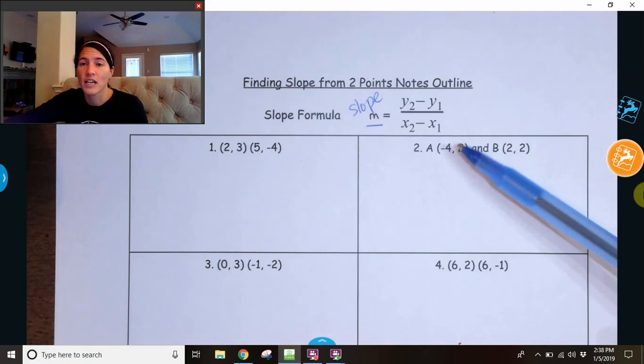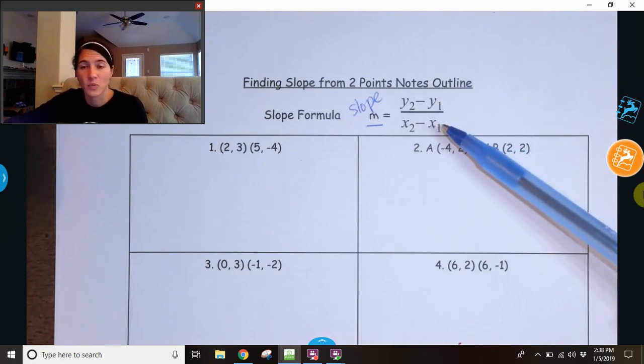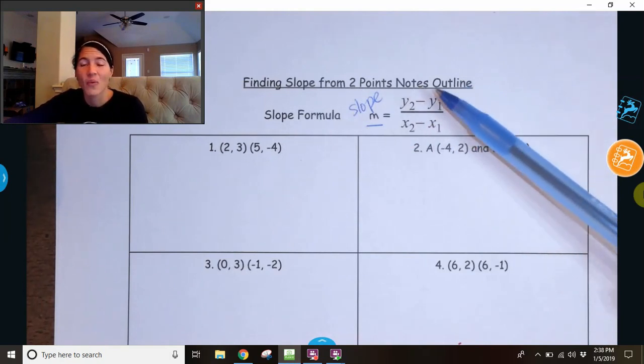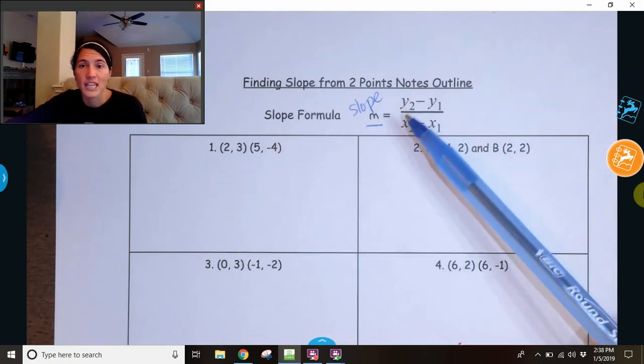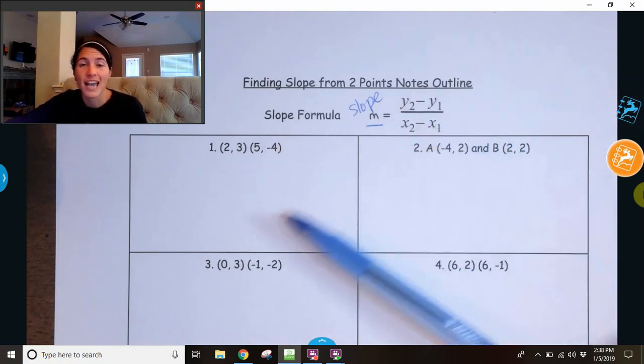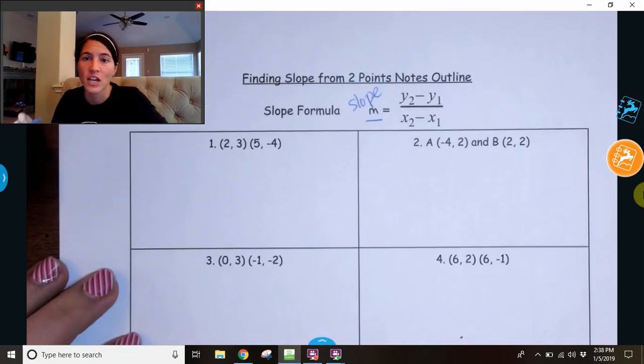And the slope formula is y2 minus y1 over x2 minus x1. And I'm going to explain what that means. The y's are corresponding to the y coordinates in the points. The x2 and the x1 correspond to the x coordinates in the ordered pair. So we're just going to dive in.